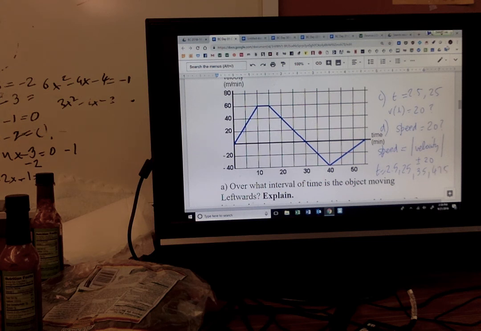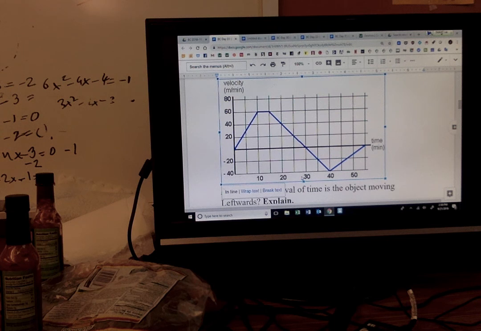Okay, last problem of the day. That's how it's defined. Okay, last question of the day. Write this down, please. E: find the acceleration over an interval. We make up an interval, 15 to 35.